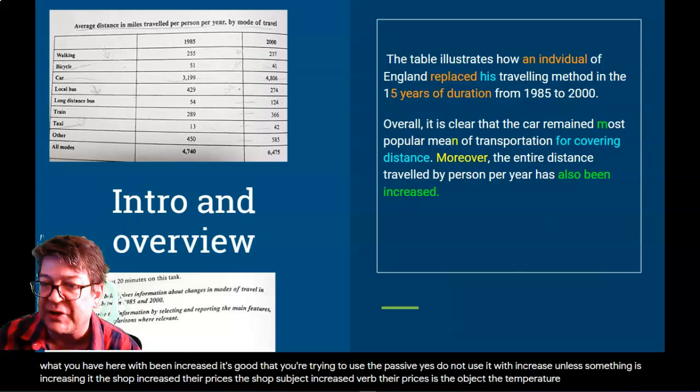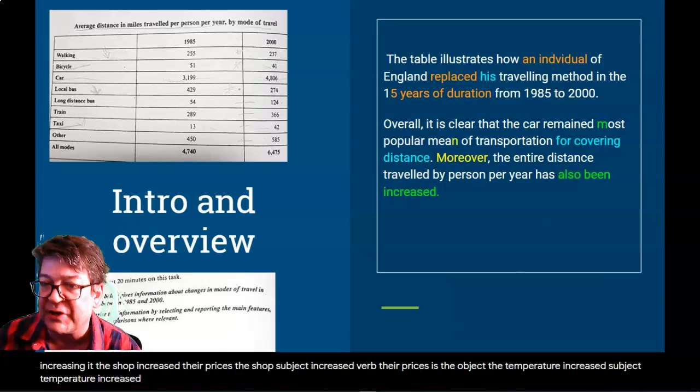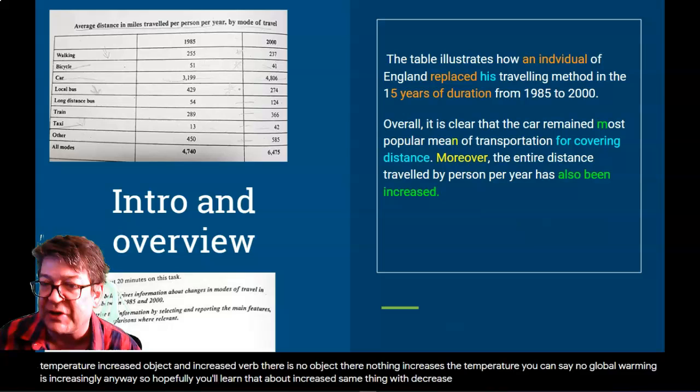The temperature increased. Subject, temperature; verb, increased. There is no object there. Nothing increases the temperature. Hopefully you'll learn that about increase. Same thing with decrease or even raise. No. The intransitive form of raise is rise.